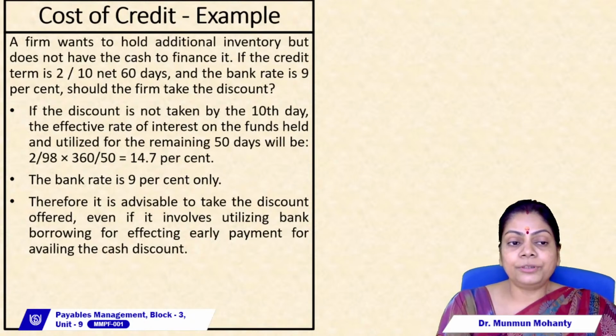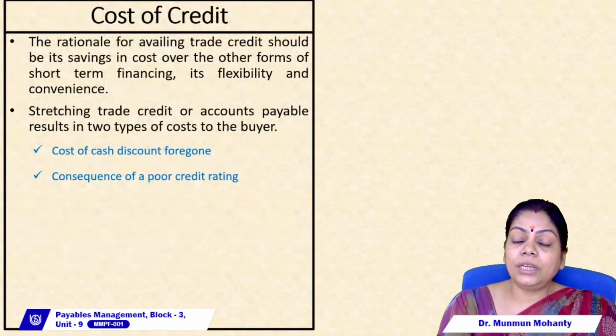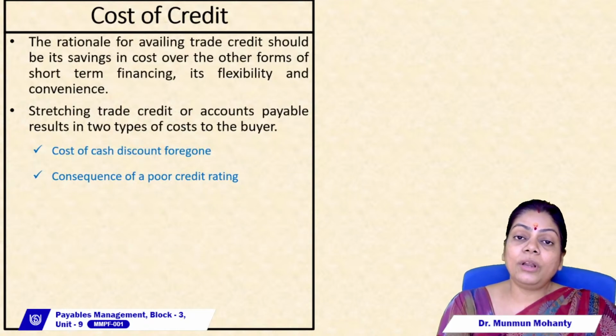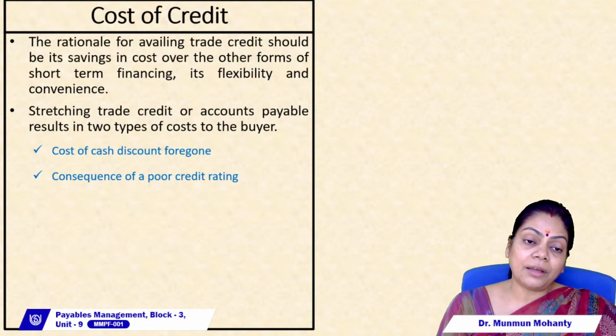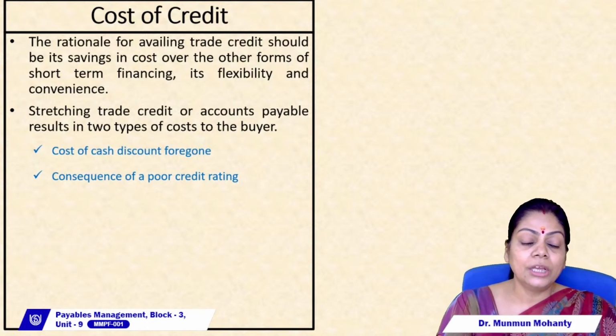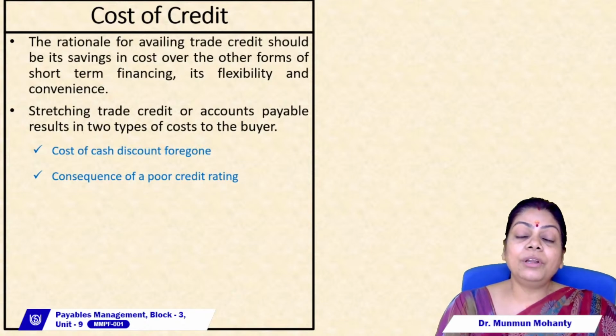Okay. However, the stretching of trade credit or accounts payable will cost the buyer. Now, in what way? Number one, you are foregoing the cash discount, that is 2%. And subsequently, you will earn a very poor credit rating. In the competitive business environment, having a very poor credit rating is a dangerous thing to have. So next time that you approach this particular supplier for supplying of goods, he will come up with a very harsh credit term for you.